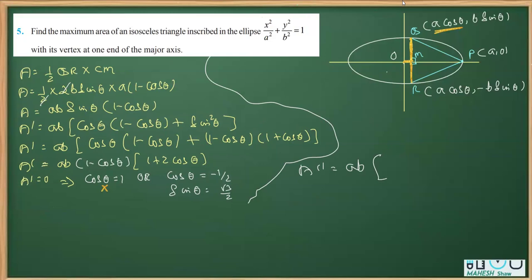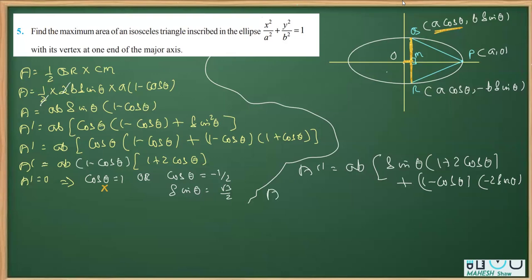So the differentiation of 1 minus cos theta is only sine theta. Then I'll keep this 1 plus 2 cos theta as it is. Then I should give a plus sign here. This time I'll keep 1 minus cos theta as it is. And the differentiation of this would give you what? Minus 2 sine theta.